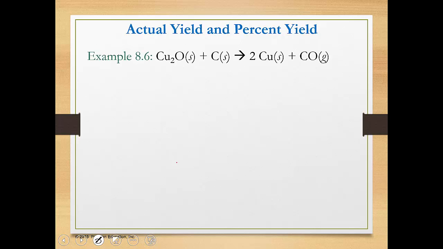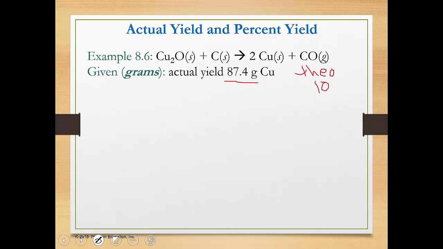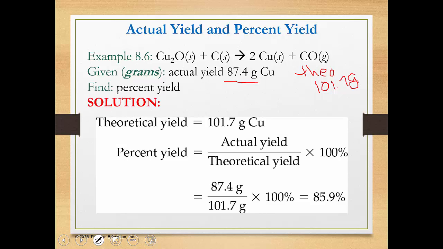Now, what if we wanted to find a percent yield for that? Let's say that we only produced 87.4 grams of copper. That was our actual yield. And remember, we said that our theoretical yield was 101.7 grams.